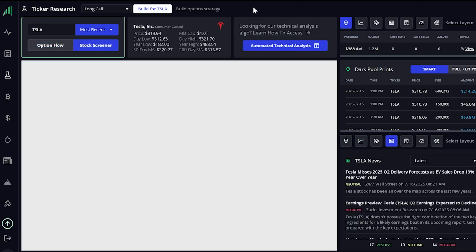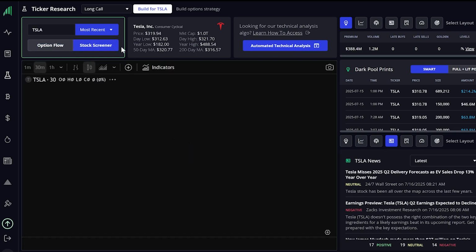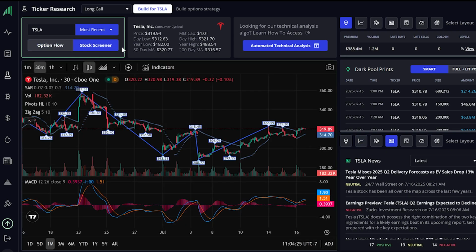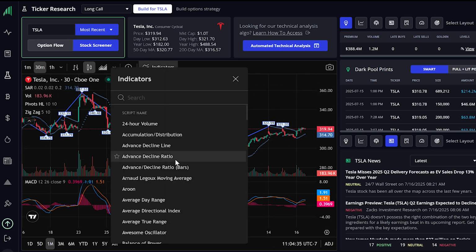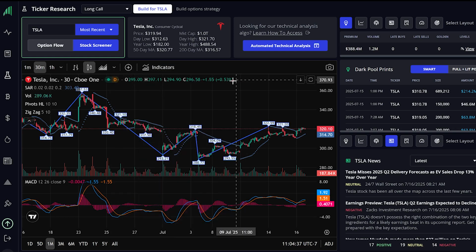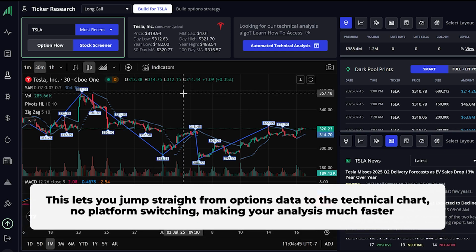The other thing that's really nice here is it's labeled Stock Screener for some reason, but really it's charting. Insider Finance has an integration with TradingView charts, so you can pull up a TradingView chart for, in this case, Tesla, right within the same window, and you have access to all of the basic TradingView indicators here. You can access different time frames as well as different candlestick and bar types. So this is a really cool way to just go from this options information right into a technical chart without having to switch platforms or windows. So it does speed up the analysis process quite a bit.